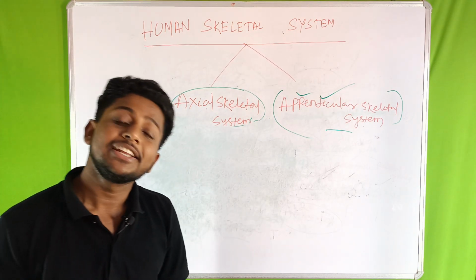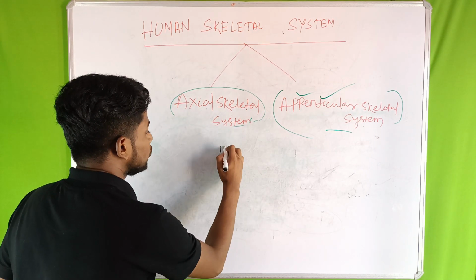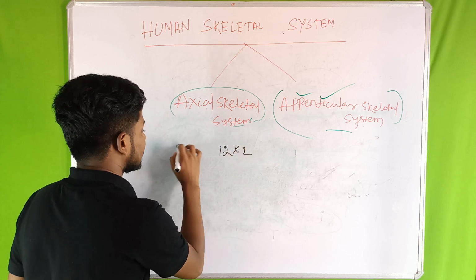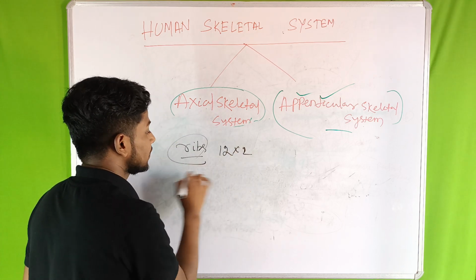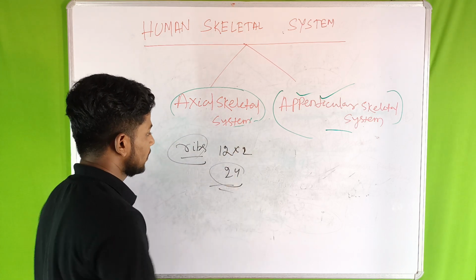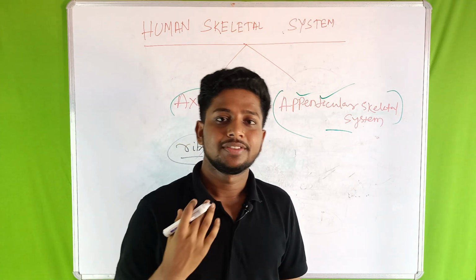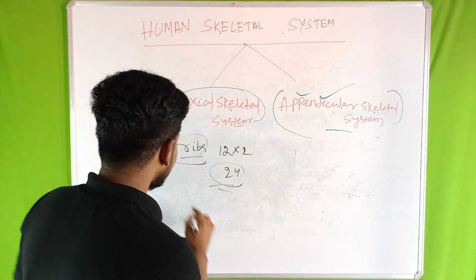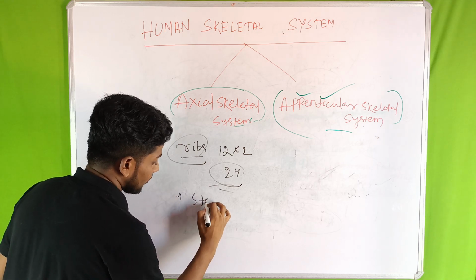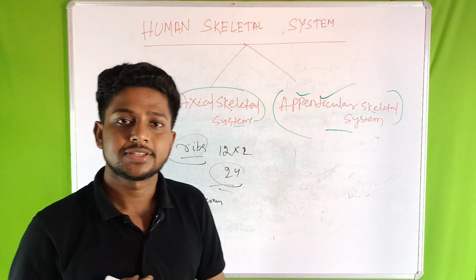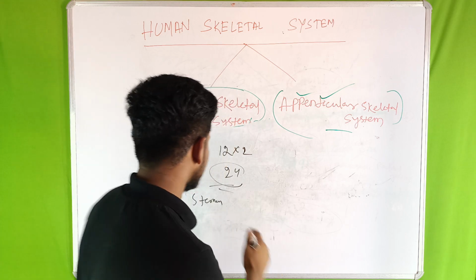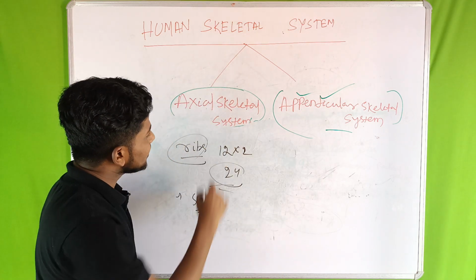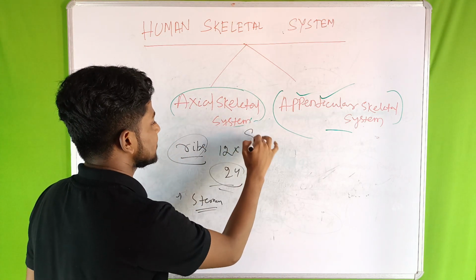Then come to the ribs. Ribs are 12 into 2. Ribs contain a total of 24. Okay? This side 12, this side 12. Then now comes the sternum. Sternum is single. A single bone is present here. This is called the sternum. So this is the complete axial skeletal system of 80 bones.